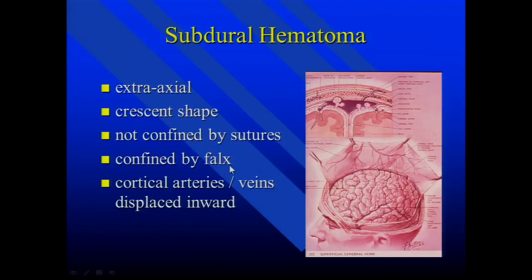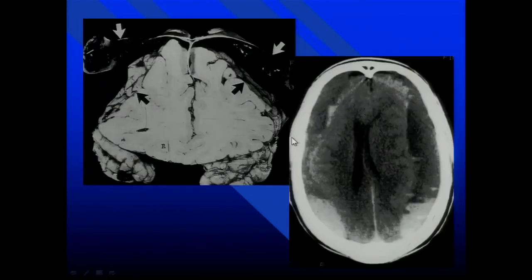But they are, however, confined by the falx and the tentorium because, again, they're in this compartment between the dura and the arachnoid, so they have to stay inside the falx. They can't cross over to the other side. If you have subdurals on both sides, that's because you ruptured veins on both sides, not because one side was spread over to the other.